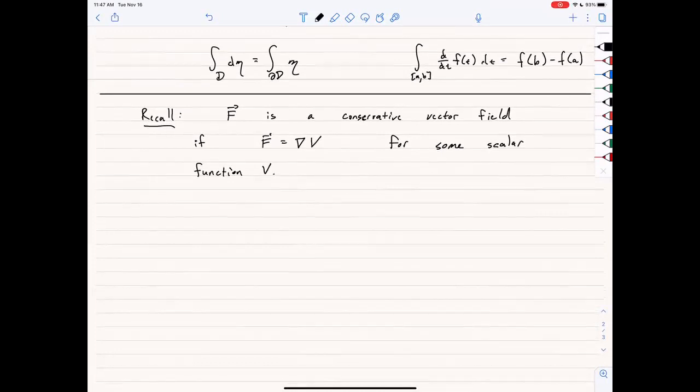So why are these so important? Well, for these vector fields, we have a theorem. It's called the fundamental theorem for line integrals. It's written up there, but I'll rewrite it here and we'll explain it.